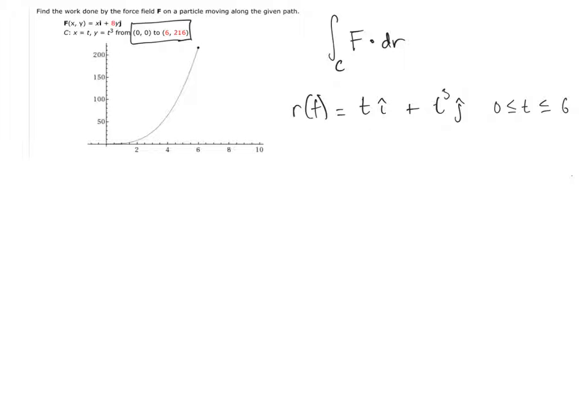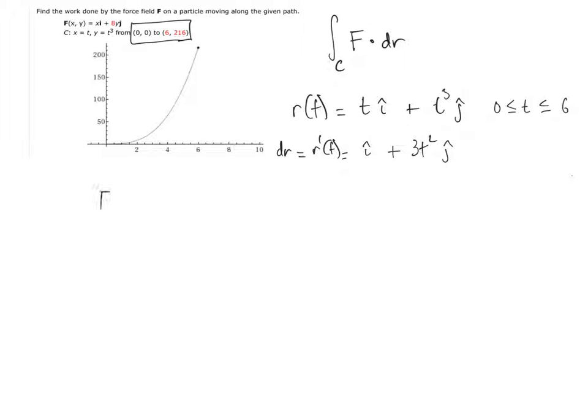Alright, so now to find dr, you just take the derivative of r of t. The derivative of r of t is 1 for the i component. Not with respect to x, with respect to t, but for the i component. So now 3t squared for the j. And now you have dr, and then you have F. So now you can compute it.